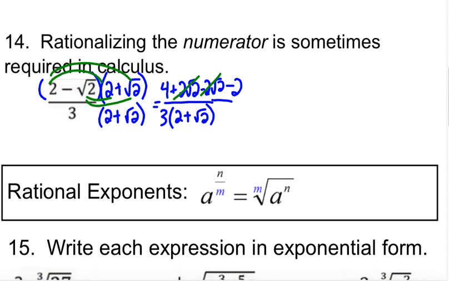Those will cancel out. So in the numerator, we have 4 minus 2, so 2 over 3, 2 plus root 2. You can leave your answer like this, or you could distribute the 3 in the denominator and make the denominator 6 plus 3 root 2.